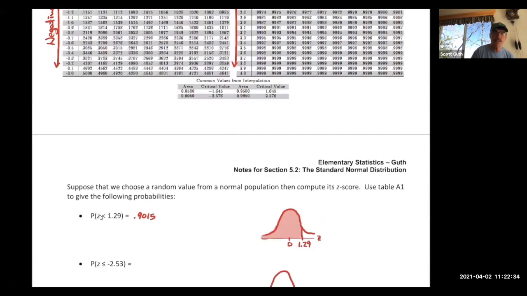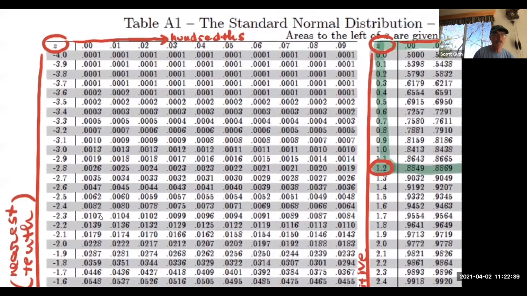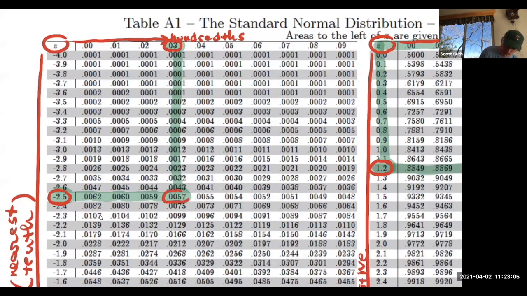Okay, so I'm going to zip up to that real quick. So negative 2.53. So I think I'll just go to the negative 2.5 down here, and then 0, 1, 2, here's 3, and then up like this to make that connection. So 2.5 and the negative 0.03 make negative 2.53, and the probability is really small. 0.0057. So this would be a very unlikely event.